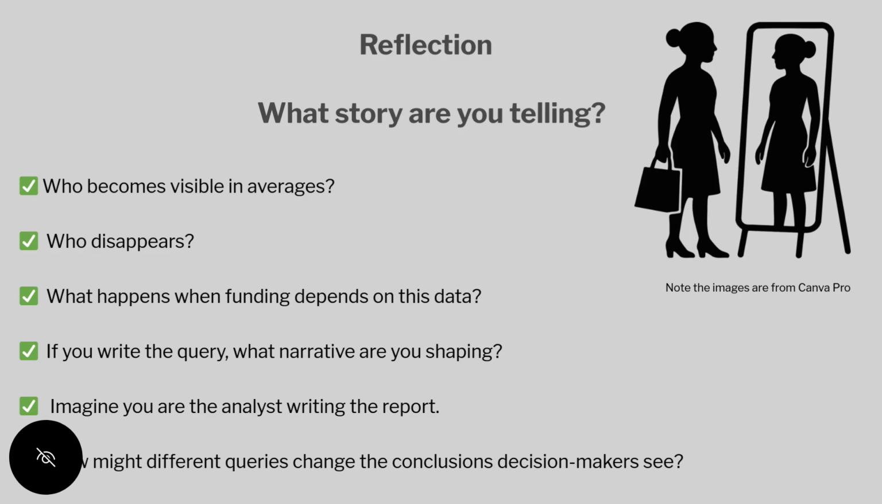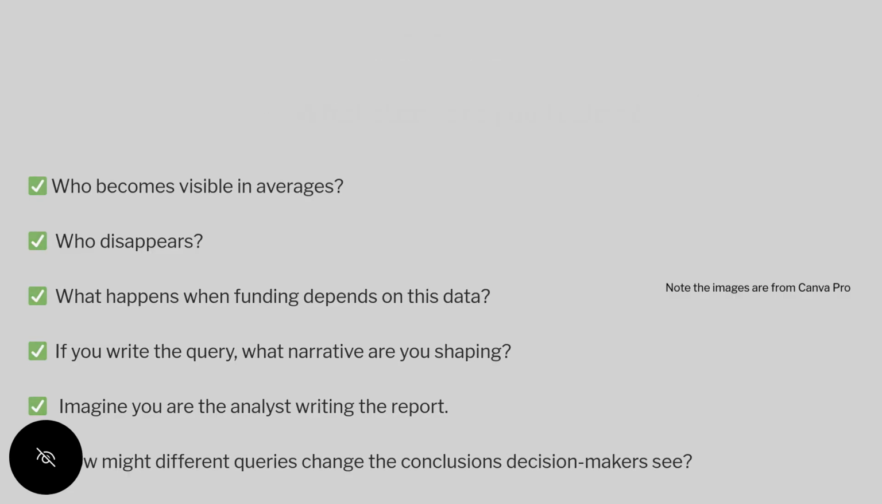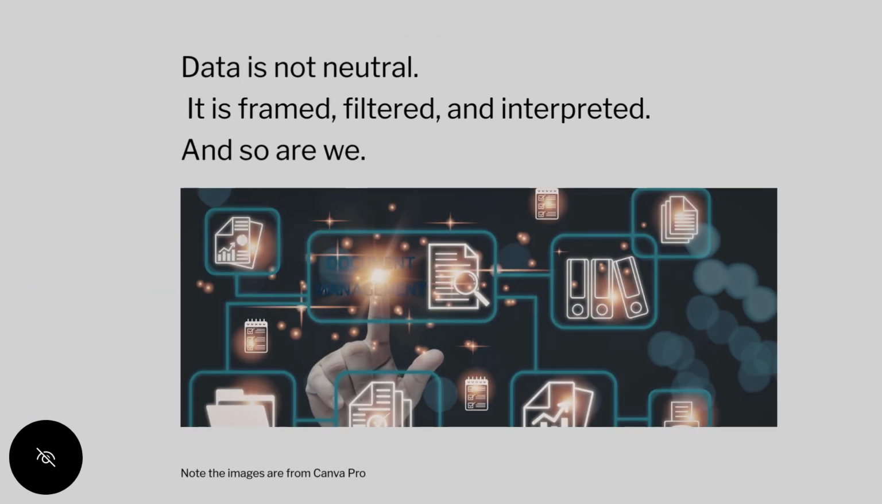So what story are you telling when you're looking at data? Who becomes visible in averaging students? Who disappears? What happens if you change the query? What happens when funding depends on this data they're presenting? If you write the query, what narrative are you shaping? Data does not lie, but the story it tells depends on the questions we ask and the queries we choose.